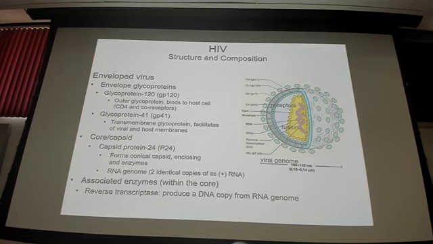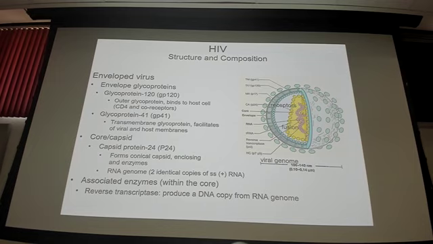And then inside the genome itself, these are two positive sense RNA strands. They are identical to each other, and that has some implications in terms of its ability to undergo some limited reassortment if you have a co-infected cell. But it's a two-copy RNA genome that has to be reverse transcribed in this viral replication process.